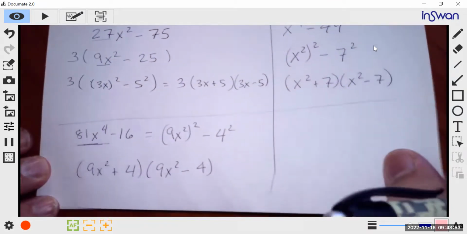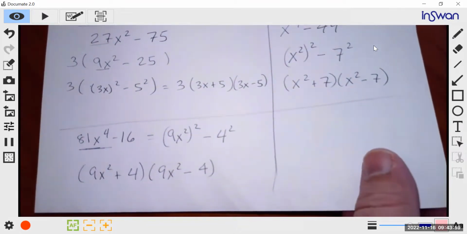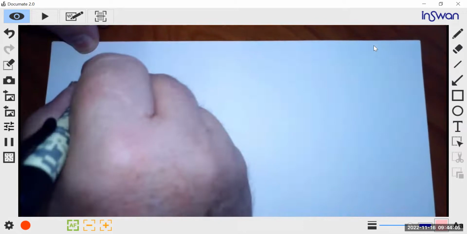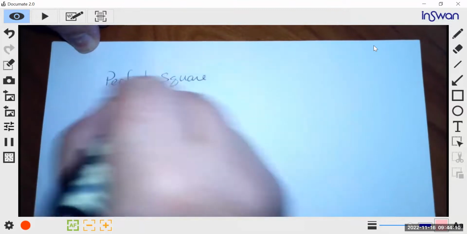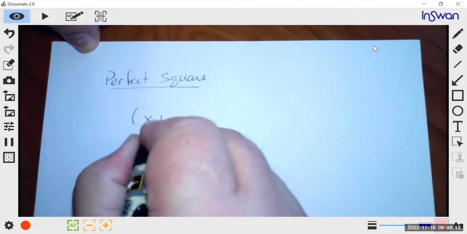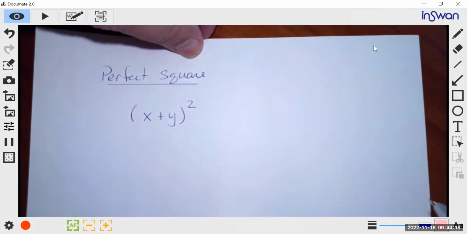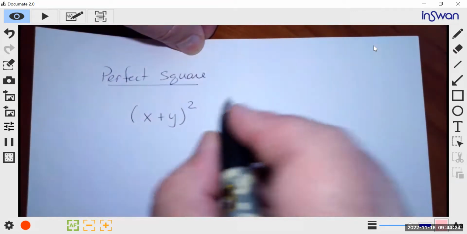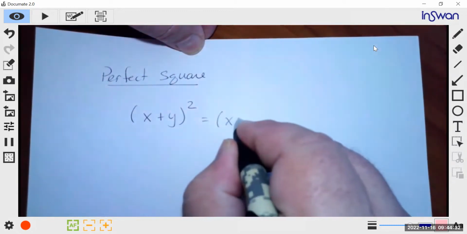Okay, so that is the first one. That's the difference of 2 squares. So now we're going to look at perfect squares. What is a perfect square? We have 2 types. So a perfect square represents this.